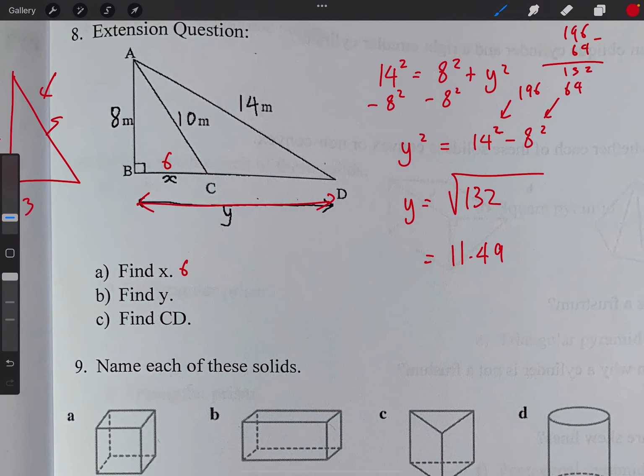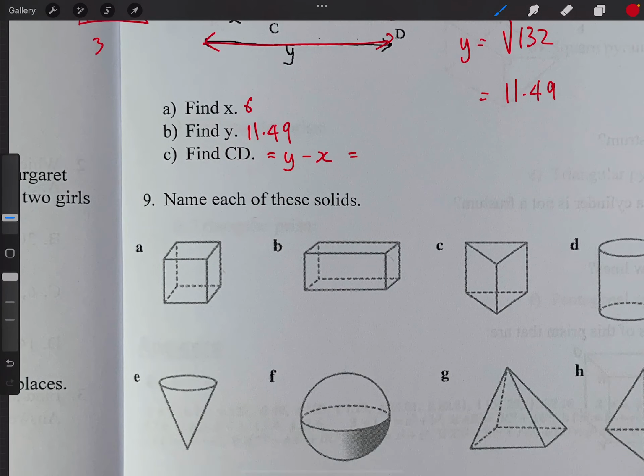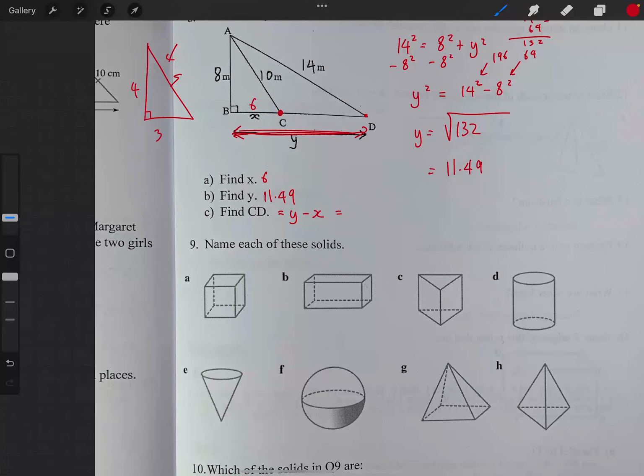Alright. So this will be 11.49. Now, to find the length CD, which is from here to here, it's going to equal y take away x. So you can work that out. CD is just the length of y, take away the length of x. There, and you will get the remaining CD.